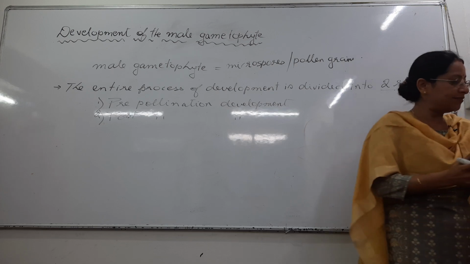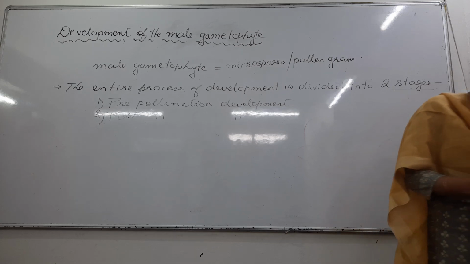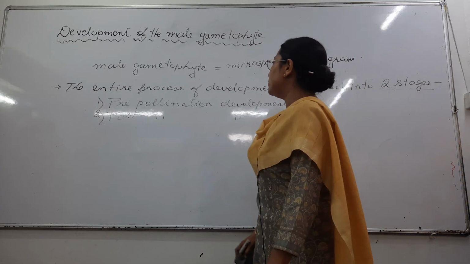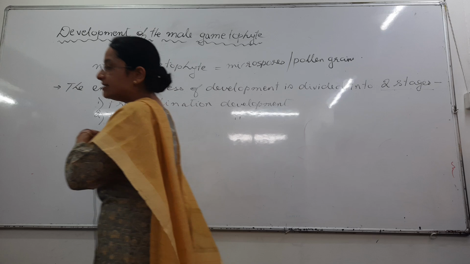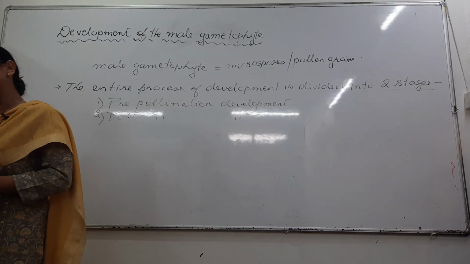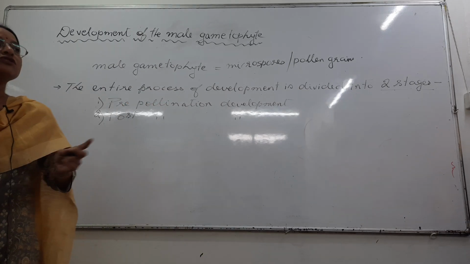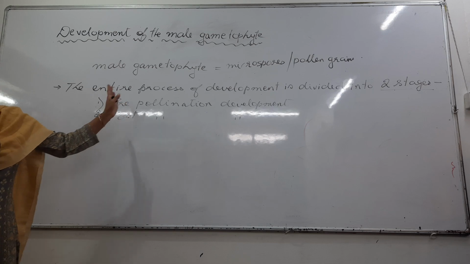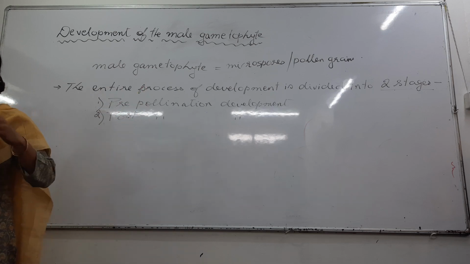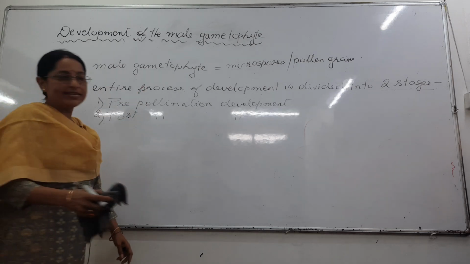So, when we talk about the development process, the entire process is divided into two stages: pre-pollination development, the changes that occur in the microspore prior to pollination, and post-pollination development, after pollination. What we will do is first draw a diagram, and from the diagram itself we are going to understand the process, right. So, next I will draw the diagram.